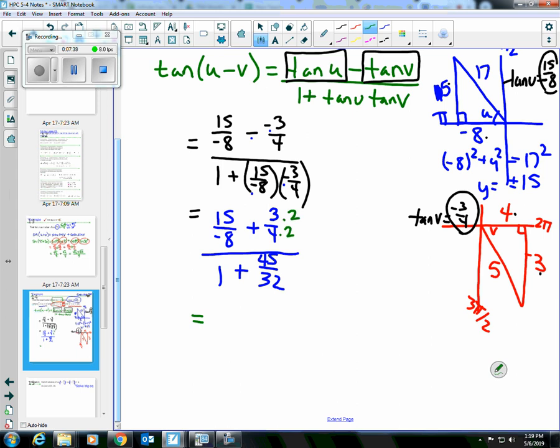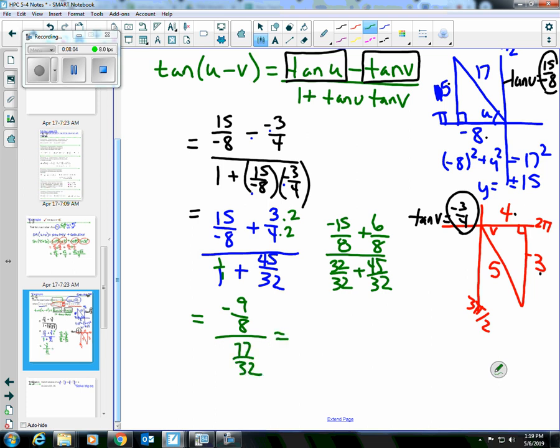So that would give me negative 15 over 8 plus 6 over 8 for my numerator, which is going to give me a grand total of negative 9 over 8. Down at the bottom, I'm going to think of this 1 as like 1 over 1, and then I'm going to make it 32 over 32 plus 45 over 32. So when I put those together, looks like that would be what, 77 over 32.